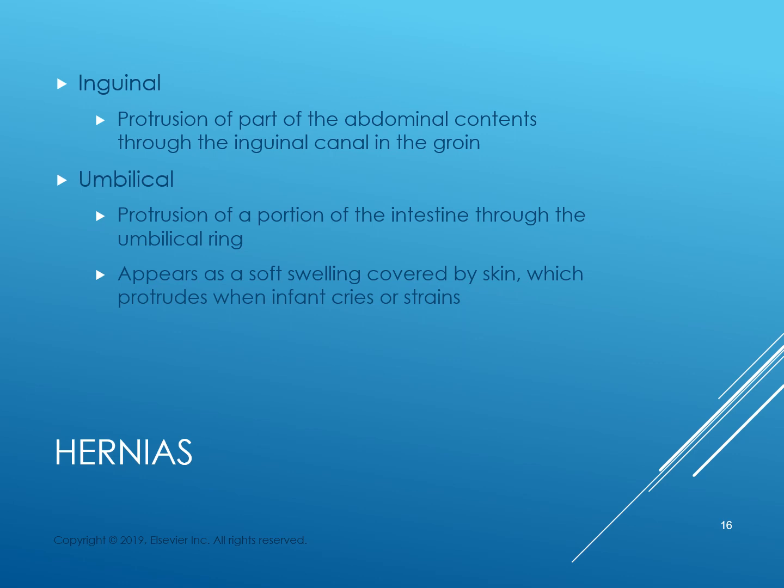An inguinal hernia is a protrusion of part of the abdominal contents through the inguinal canal in the groin. It is also commonly seen in preterm infants. An umbilical hernia is a protrusion of a portion of the intestine through the umbilical ring. Hernias could be present at birth or may be acquired, and they can vary in size. An incarcerated hernia is a hernia that is irreducible and cannot be pushed back into its place by gentle pressure.